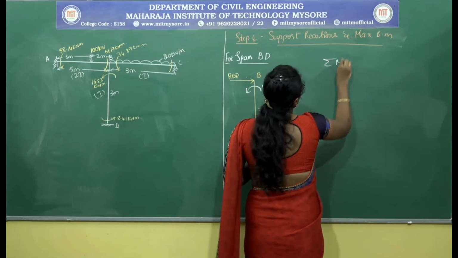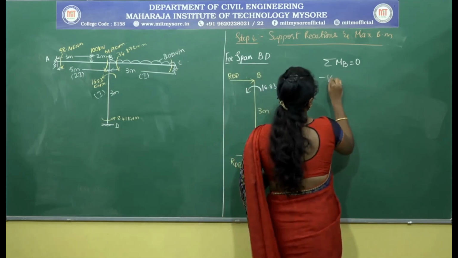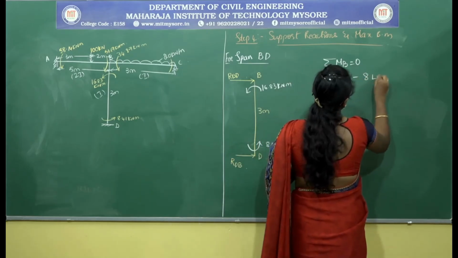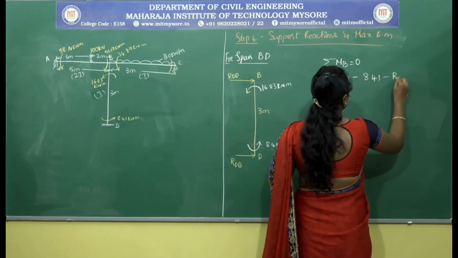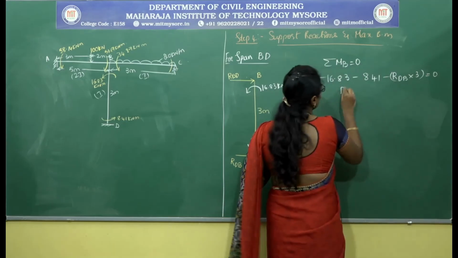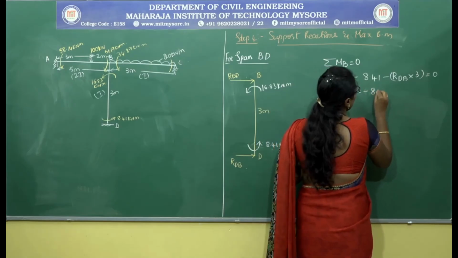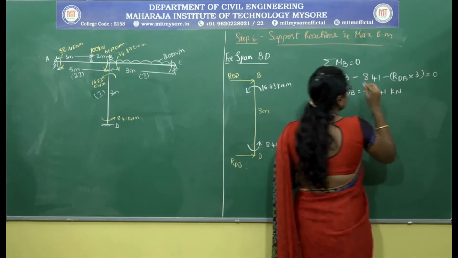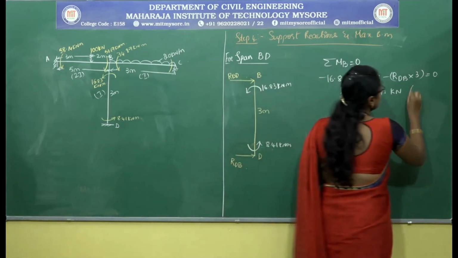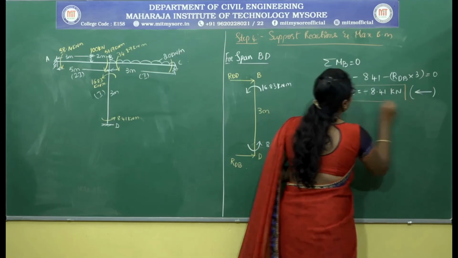Here, the sum of all the moments acting at B equal to 0, that is, minus 16.83 minus 8.41 since it is anti-clockwise, minus RDB into 3 is equal to 0. RDB equals minus 8.41 kilonewton. This is negative, which means the assumed direction is wrong, that is, the force is acting in the opposite direction, towards the left. Okay, this is RDB.